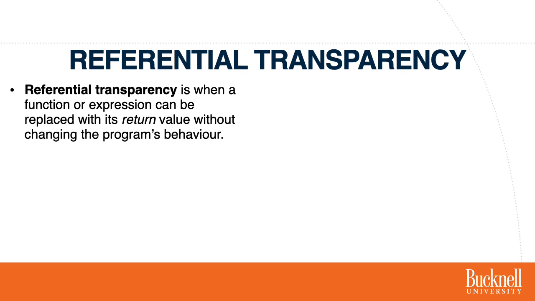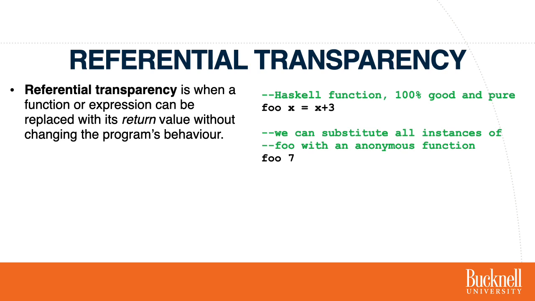Referential transparency is when a function or expression can be replaced with its return value without changing the program's behavior. For example, in Haskell, all functions are 100% referentially transparent. We can substitute all instances of this function foo with an anonymous function, and then we can substitute all instances of foo7 with its final value, 10. Anytime we see a foo7, we know the result is going to be 10, so we can copy and paste, replacing all the foo7s with 10.